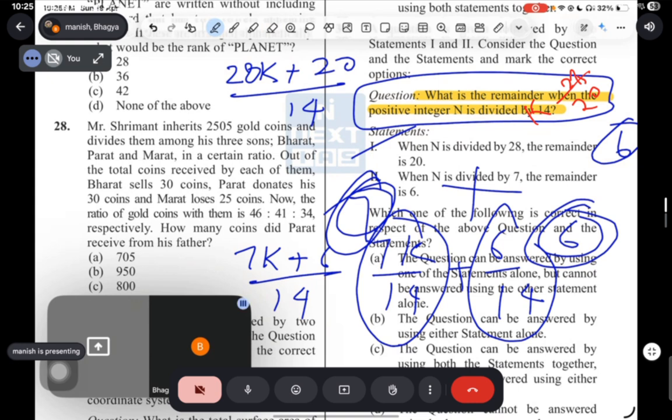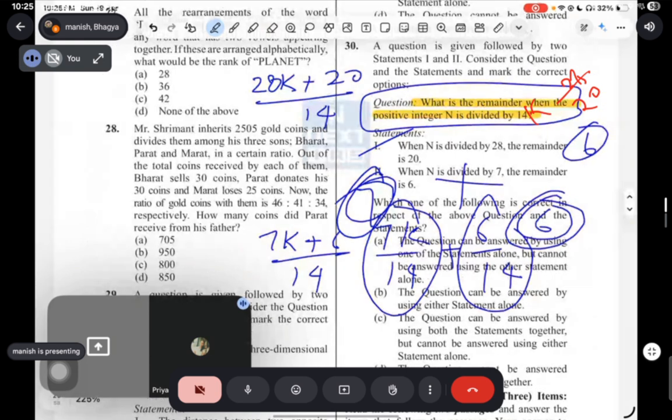Really, you didn't understand? N is divided by 14. You took 14 as you're dividing 7k upon 14 plus 6. Actually, see, 28 is a multiple of 4. So, not good. Manish's approach is good here.